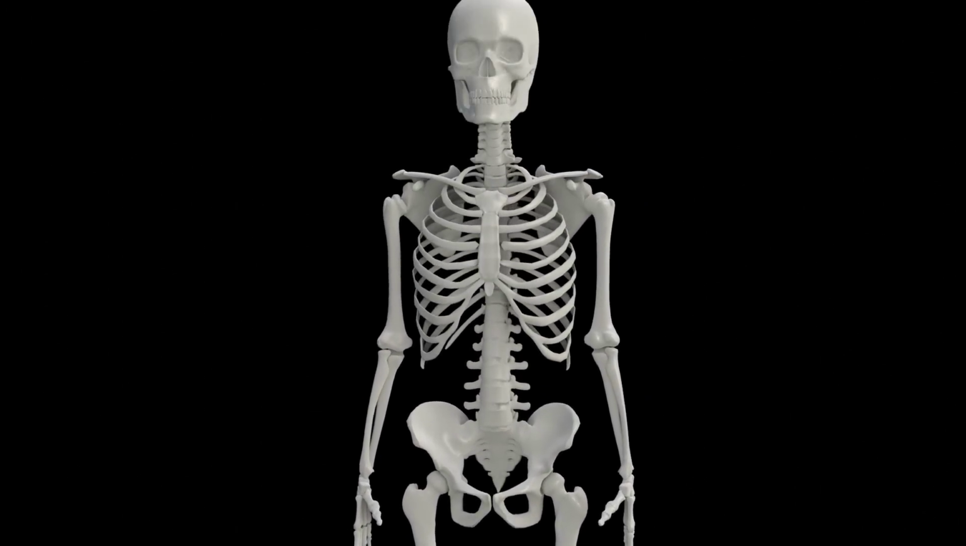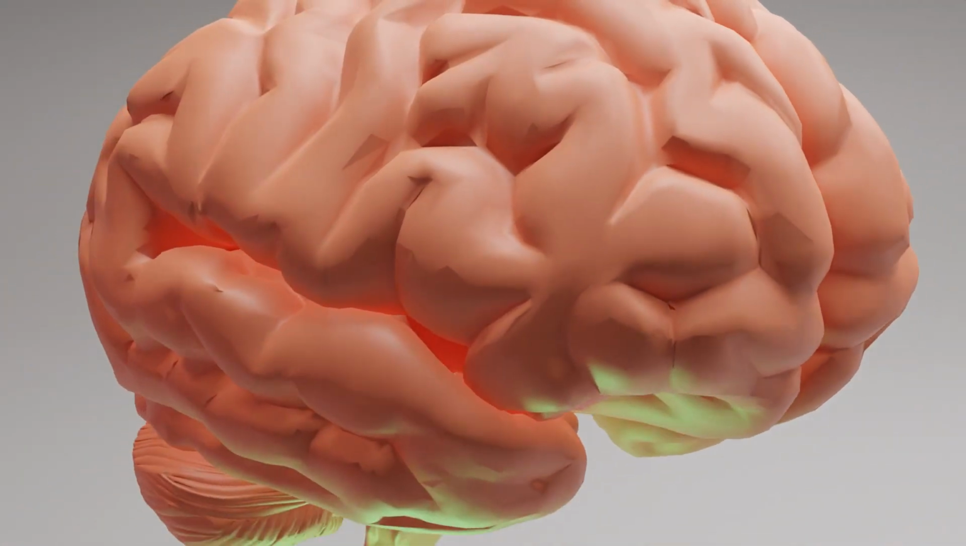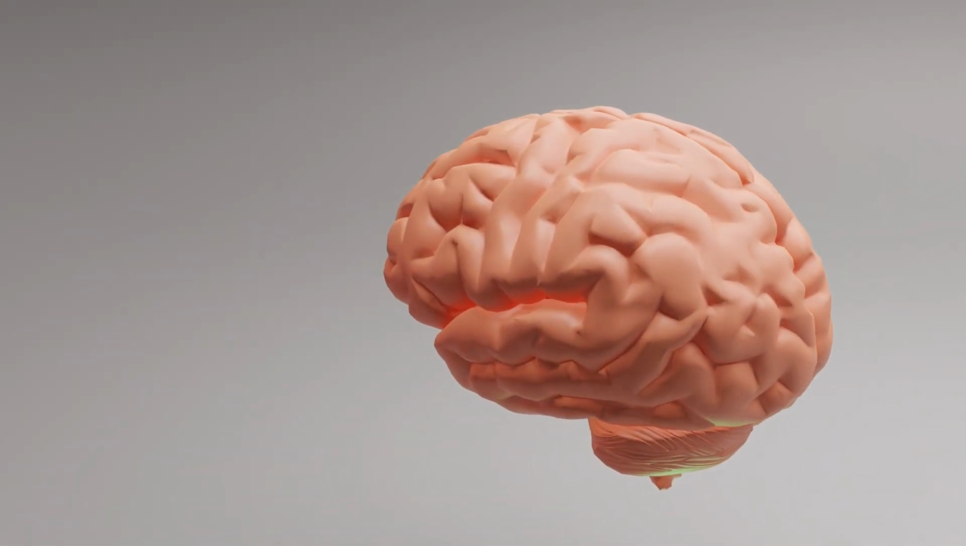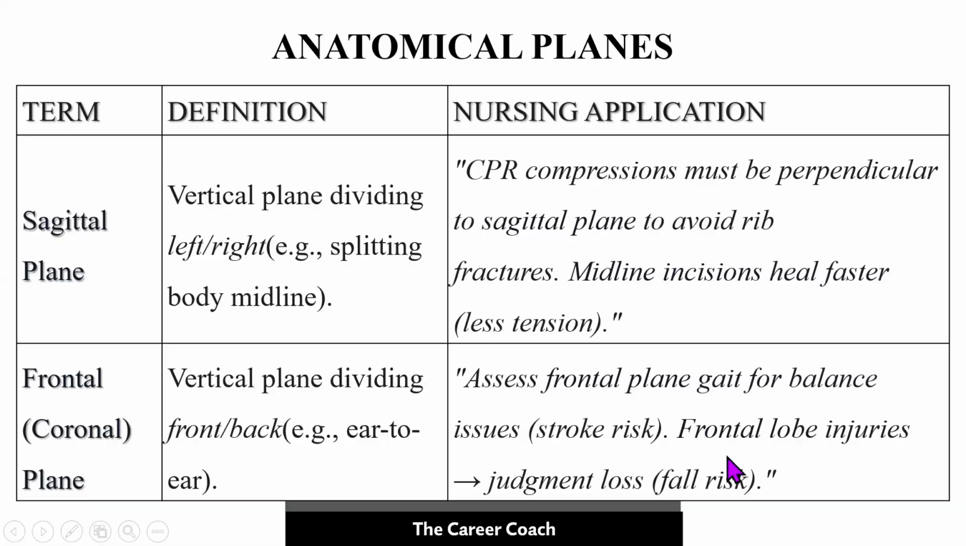For instance, in stroke patients, there is weakness on one side, which often causes pelvic instability in the frontal plane, leading to unsteady, lopsided walking. Observing this will help you to identify post-stroke balance deficits and also help to guide patient rehabilitation. And it also says frontal lobe injuries will lead to judgment loss, leading to fall risk.